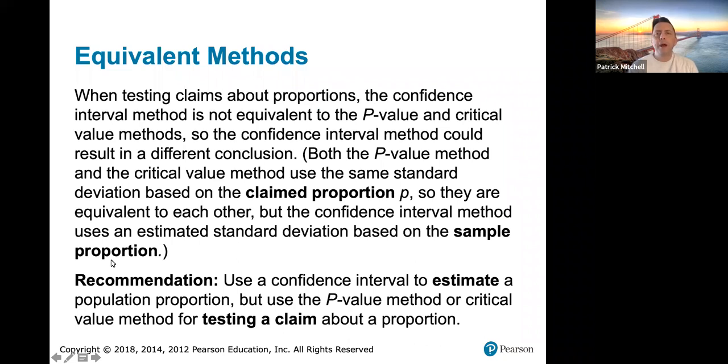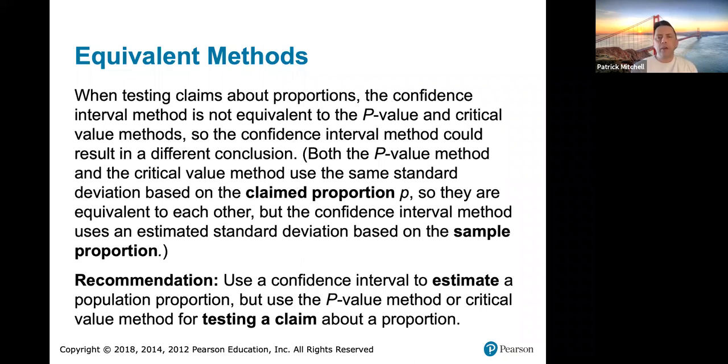When testing claims about proportions, the confidence interval method is not equivalent to the p-value and critical value methods. So the confidence interval method could result in a different conclusion. However, the p-value method and the critical value method will both give you the same conclusion. And the reason that the confidence interval method can give you a different conclusion is that it's based on the sample proportion. The p-value and the critical value methods are based on the claimed population proportion.